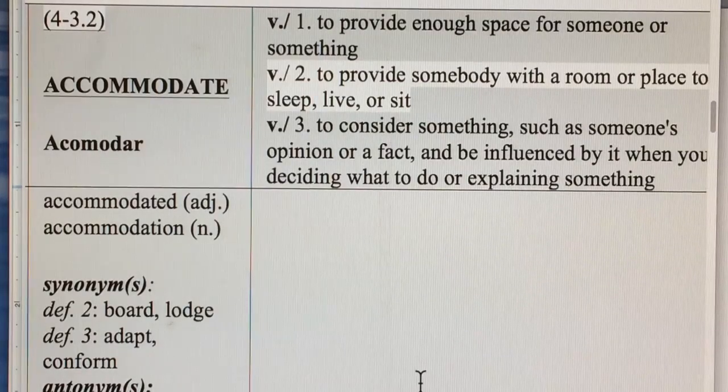Be sure to write an original sentence using accommodate as a verb about yourself and include an illustration on the bottom right corner of your flashcard so I can check it tomorrow.